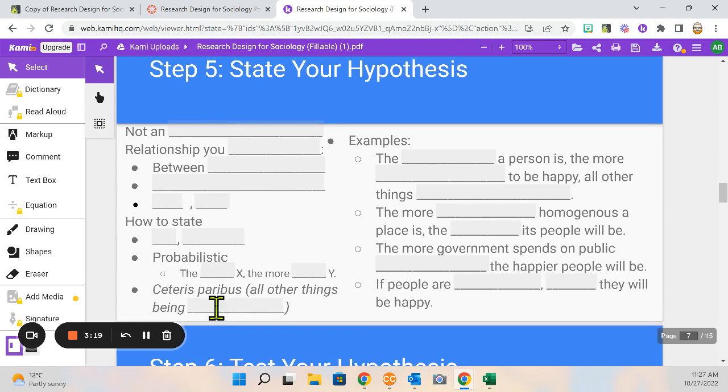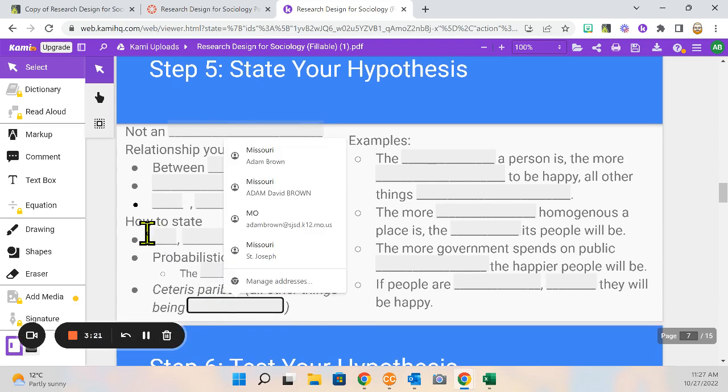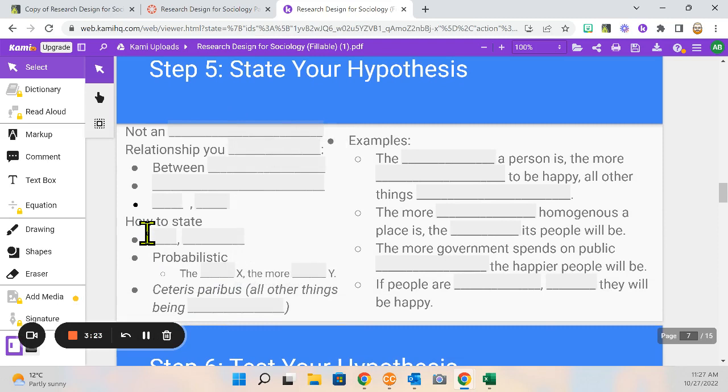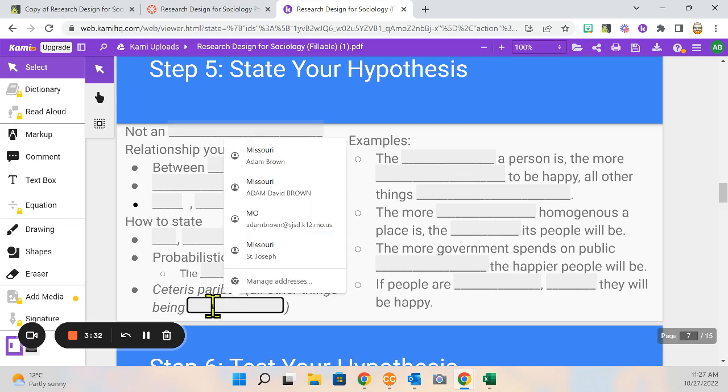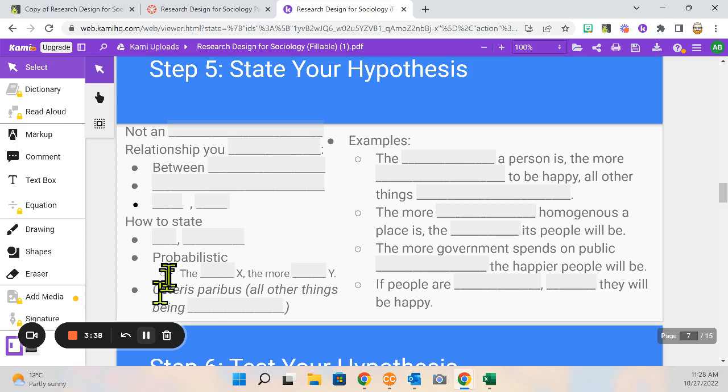Here you should have ceteris paribus, and I know it's basically our Friday, and I'm throwing Latin at you, and that's just not nice. Yes, you did, Tom. Okay, so ceteris paribus means all other things being equal.